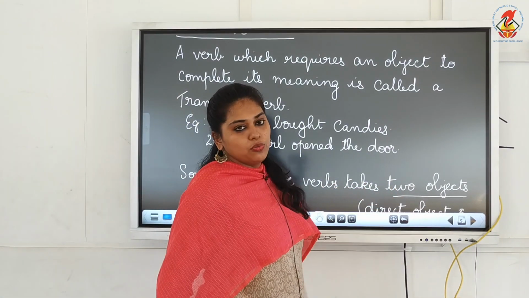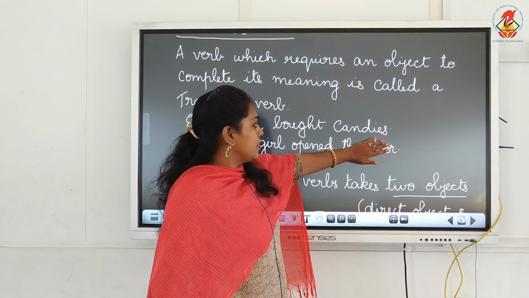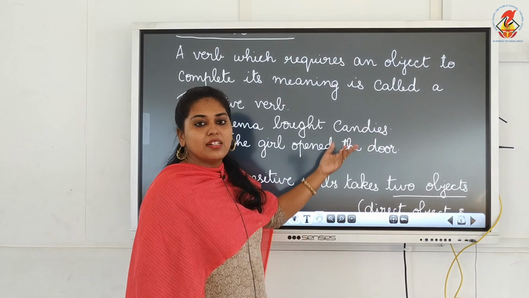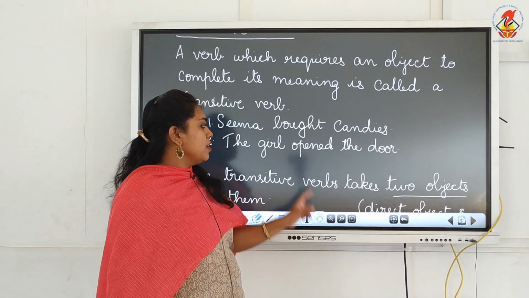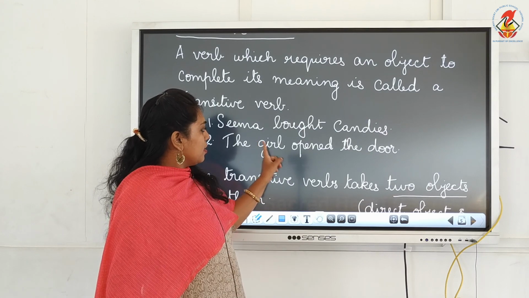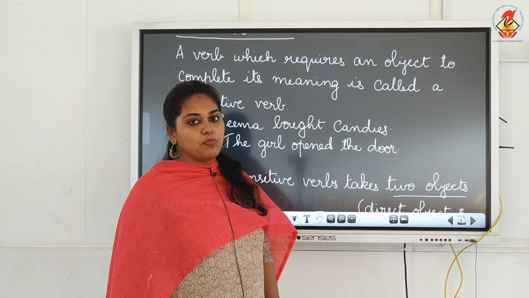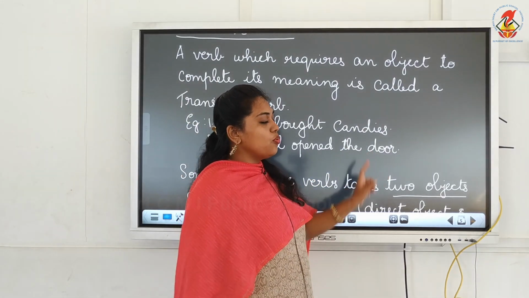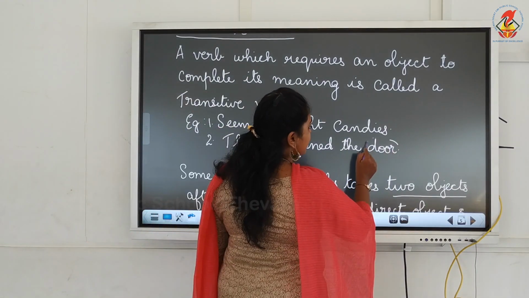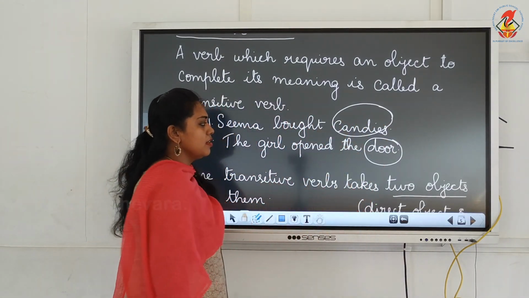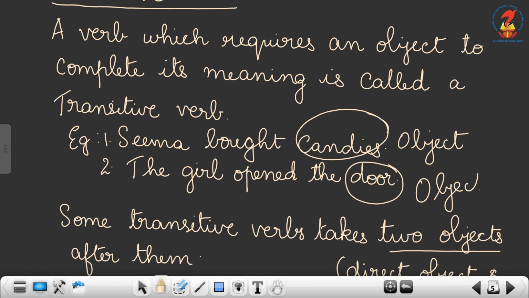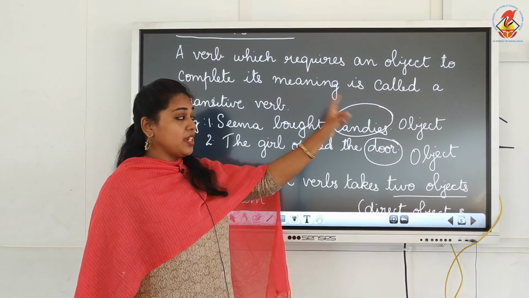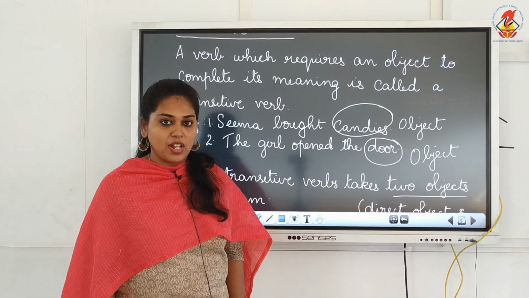The girl opened the door. If I cover up this word, does it give a complete meaning? "The girl opened." That does not make sense, right? So, here we need the support of an object to give a complete meaning. Here the sentence is complete only with the support of an object, right? So, door is the object here. Door is the object here. And here candies is the object. Okay. So, a verb which requires an object to complete its meaning is what we call a transitive verb.